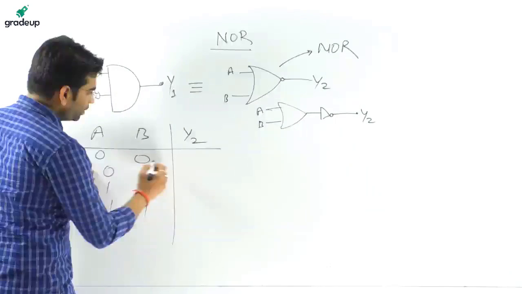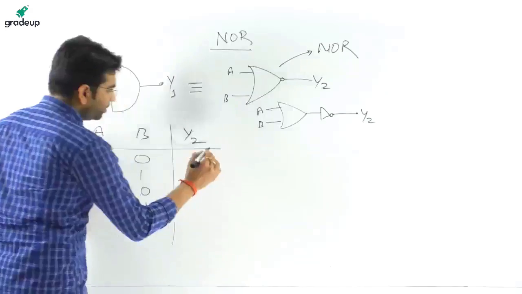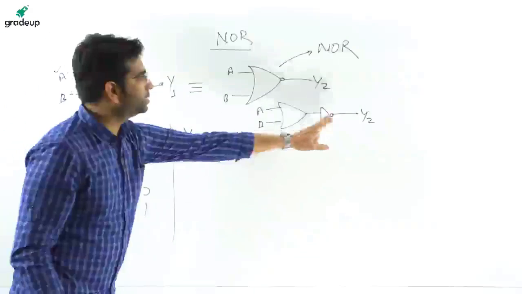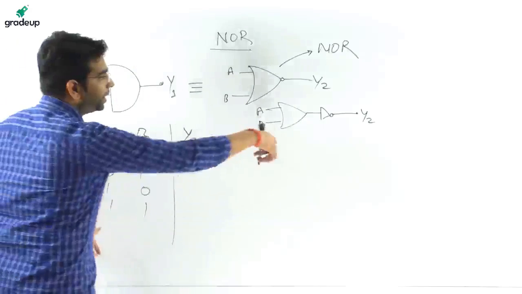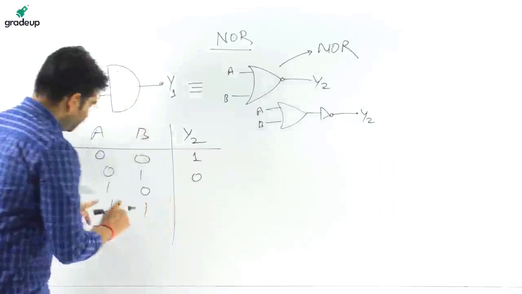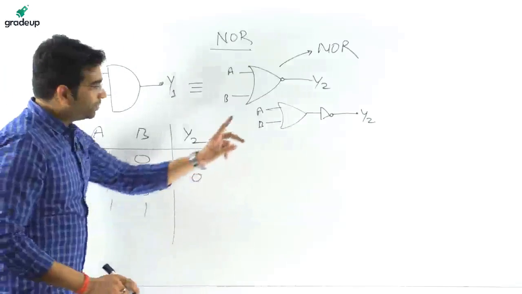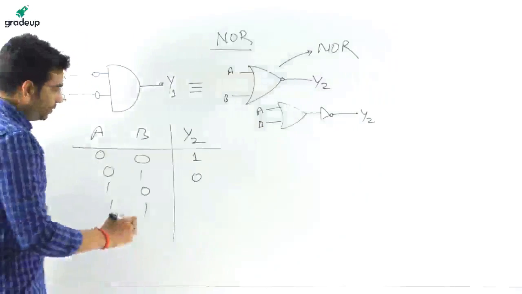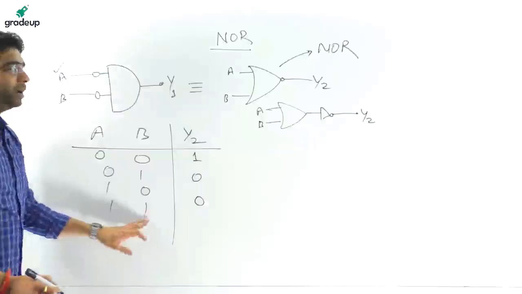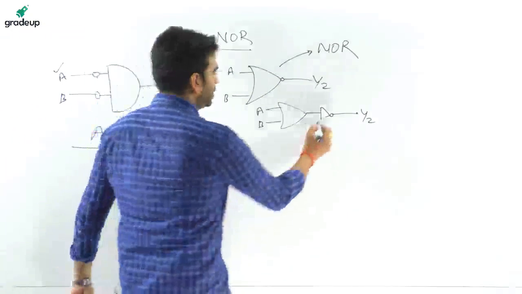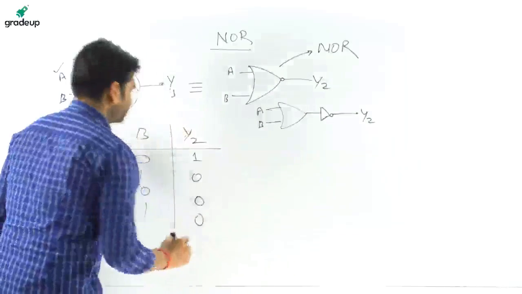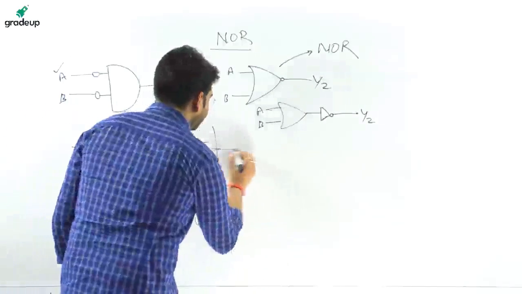What is the value? 0, 0 will give 0, but NOT, it is 1. 0, 1, ORing operation will give 1, but NOT operation will give again 0. 1, 0, ORing operation will give 1, but NOT operation will give 0. 1, 1 will give output as 1, but NOT operation will give it as 0. Okay, we have seen this.